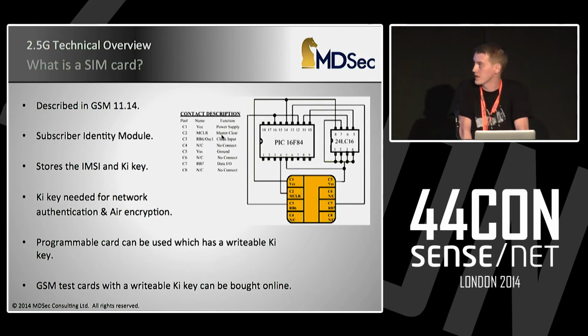So the SIM card, what is a SIM card? Basically, the SIM card is described in GSM 11.14, and it's known as a subscriber identity module, which stores both the IMSI and KI key. The KI key is needed for network authentication and also air encryption. You can get programmable cards which can be used with a writable KI key, or you can buy GSM test cards with a writable KI key for being able to write that KI key value in if you want to do authentication. And this diagram here shows how you can actually use a PIC microcontroller and implement a SIM card for GSM purposes on top of the PIC chip.